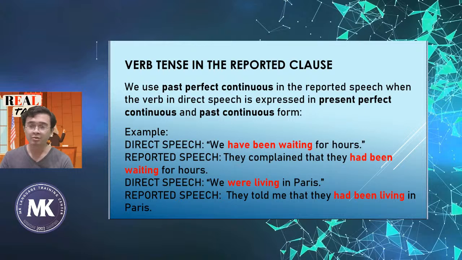Okay, but remember, don't be confused because sometimes for the present past perfect continuous, sometimes they express this form. That's why if the actions are happening in the past and if it's happening in the present perfect form, then if you want to change that into reported speech, then we can use past perfect continuous of the verb.